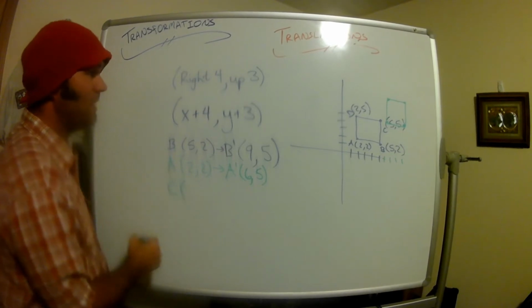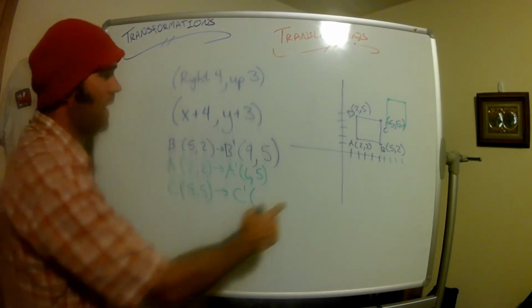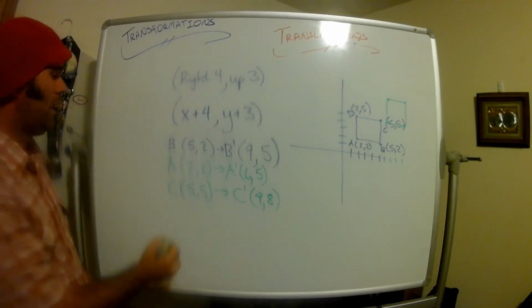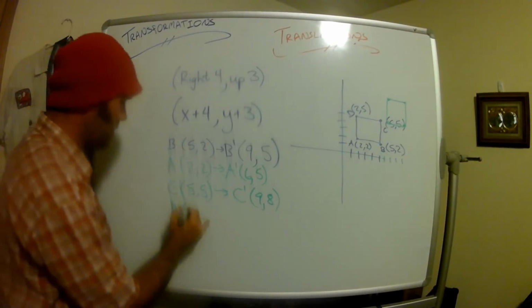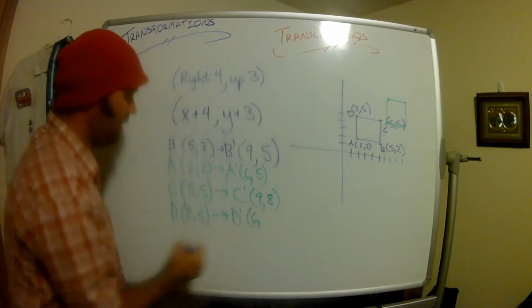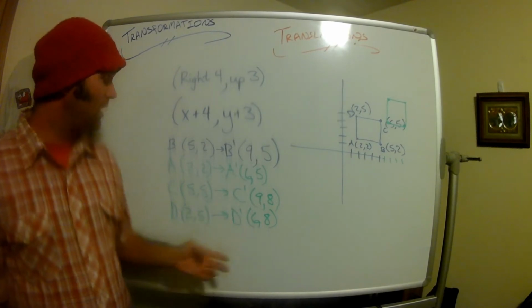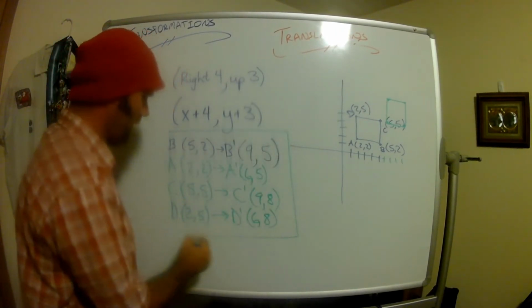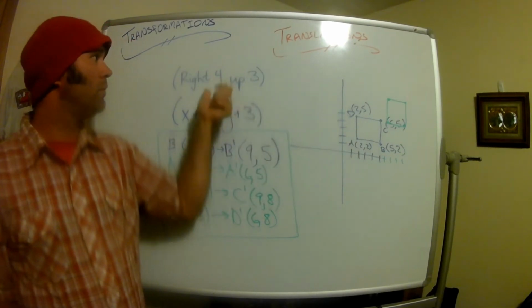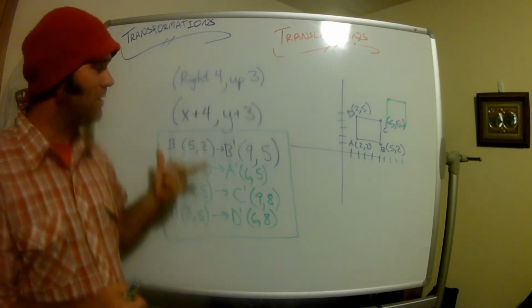We still have C to do, and D. C was 5, 5, and it becomes C prime, which is right 4, add 4 to 5, you get 9, add 3 to 5, you get 8, and then D, which was 2, 5. And we add 4 to 2 to get 6, and add 3 to 5 to get 8, and we get 6, 8. So we've got our 4 points. This is technically an answer to the problem of what is the translation of this shape, right 4 and up 3. So if you're really, really anti-graphs, you don't need a graph to do it. This is a complete answer.